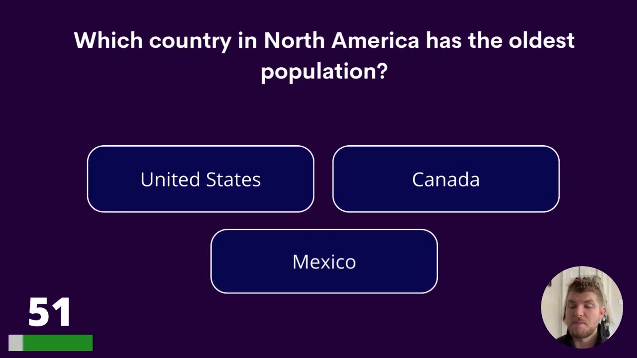51. Which country in North America has the oldest population? United States, Canada, or Mexico?